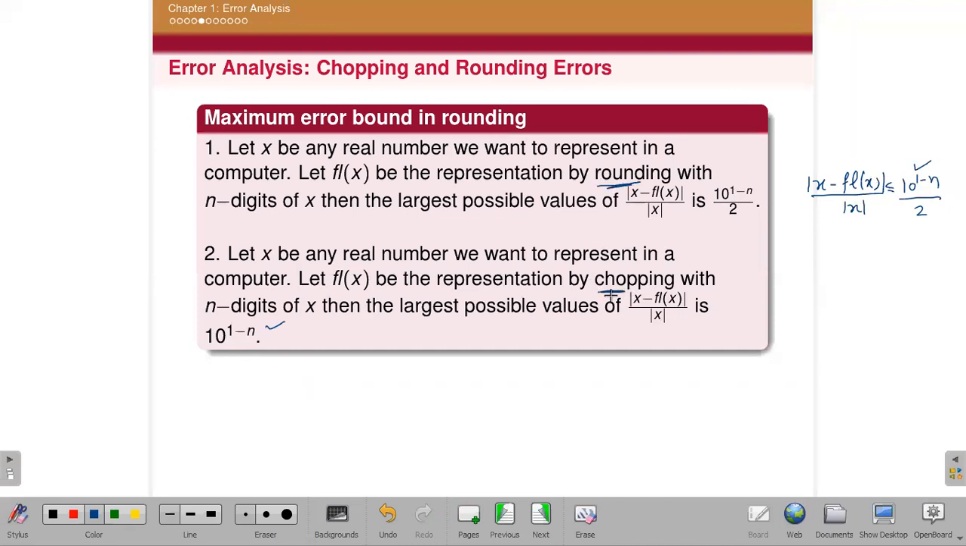So if in any question it is not mentioned how you have to approximate a number, then you always go with rounding. Otherwise it will be mentioned that you have to do chopping or rounding. If it is not mentioned, you always go with rounding only. Okay, so these are the results to show that rounding is better than chopping, nothing else.